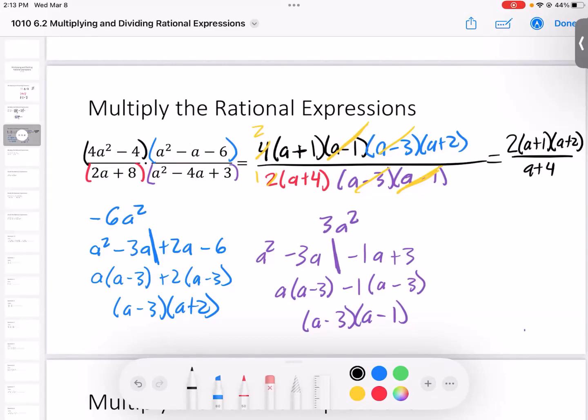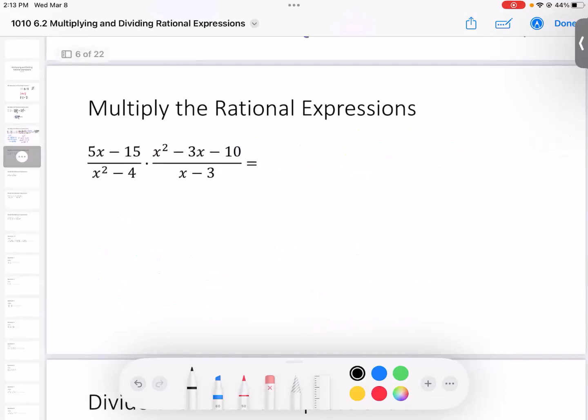But this would be the simplified answer to this problem. Any questions on that so far? Okay. Why don't you guys go ahead and try this one on your own, and then we'll go through it together.